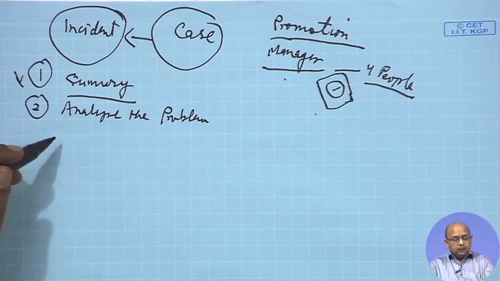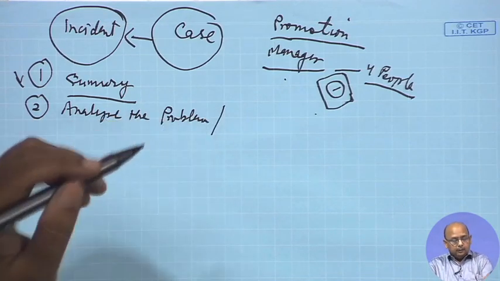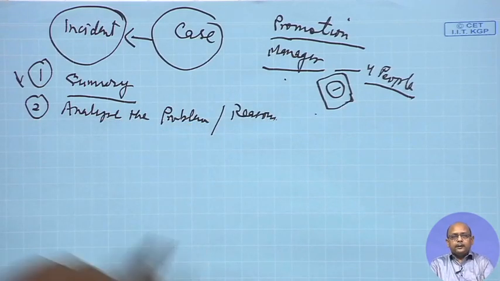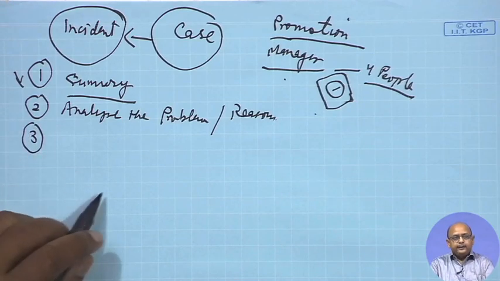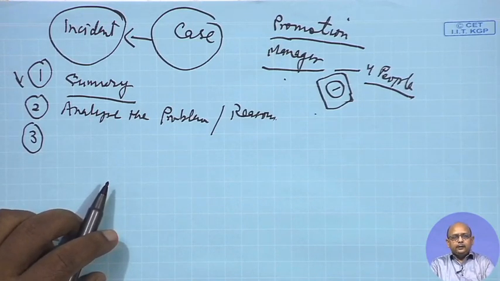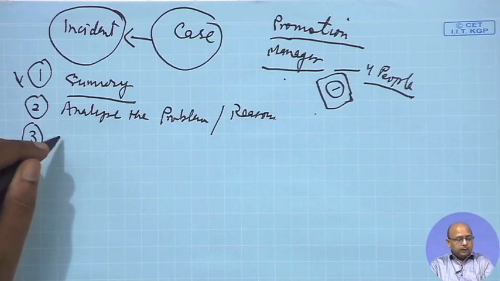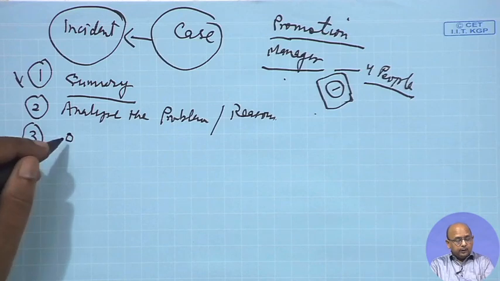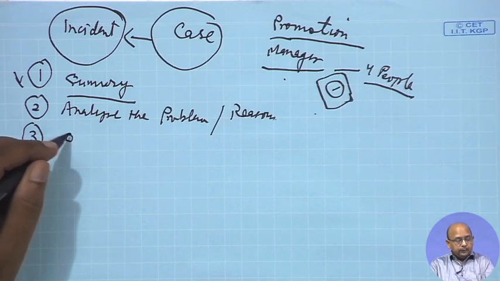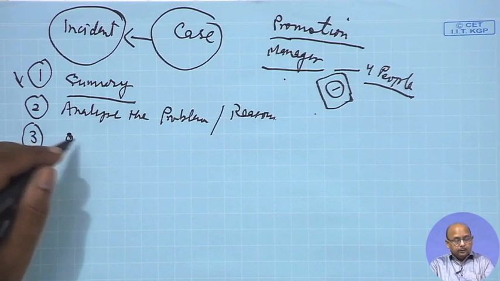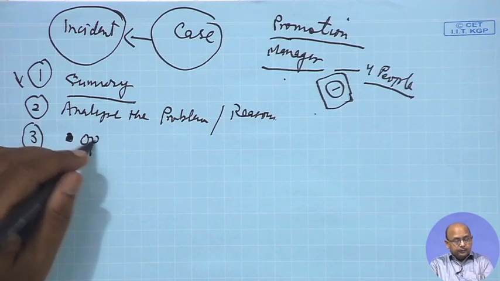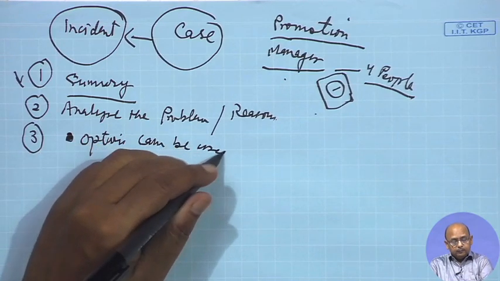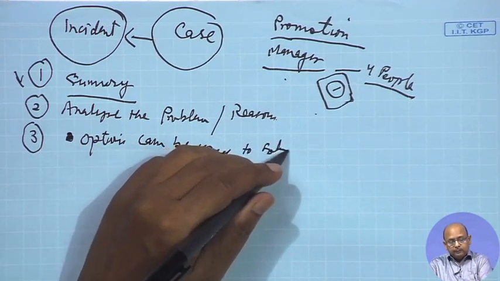That is, what are the reasons for what has happened in the case. Once you are able to identify the reasons and the problem, the next stage is to identify, I will not call them solutions, but say the options that can be used to solve this problem.